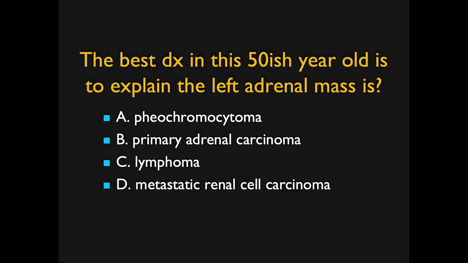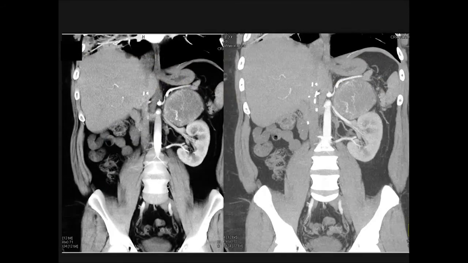In this case, I'm asking you for the best diagnosis in a 50-year-old with a left adrenal mass. The first thing that's critical to recognize in this case is you don't see the right kidney. This is a MIP image, one of them. The one on the left is volume rendering. If the kidney was there, you would see it.